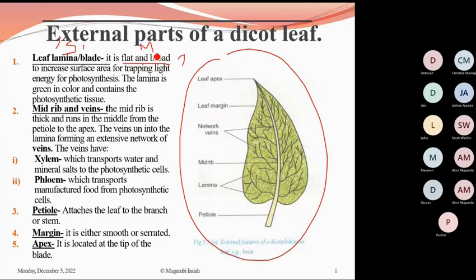That is the modification. But then the reason why it is flat and broad is to increase the surface area for trapping light for photosynthesis. And that is what you're calling the function. Yeah, that is the function. So those are the main areas: anytime you find a biology question, it must contain those three areas. That is the structure. You mentioned the structure. You mentioned the modification and also the function.